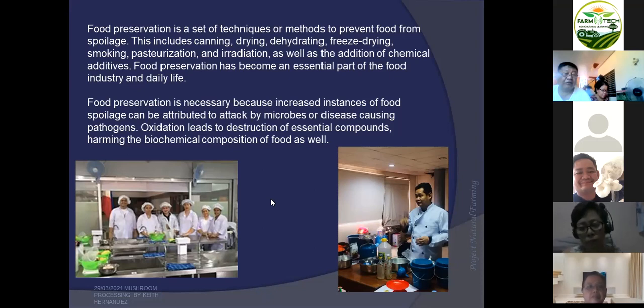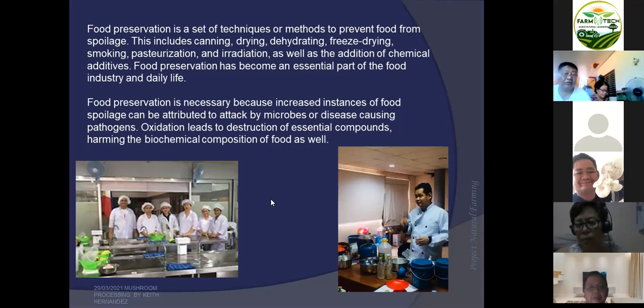Bakit natin ginagawa? Of course, food preservation is a set of techniques or methods to prevent food from spoilage. And since mushroom is a food, it would spoil. Now, the processes include canning, drying, dehydrating, freeze-drying, smoking, pasteurization, irradiation, as well as additional chemical additives. Madami. Now, we need to know the basics first before we can even apply them, if it is proper or not. So food preservation has become an essential part of the food industry and daily life.